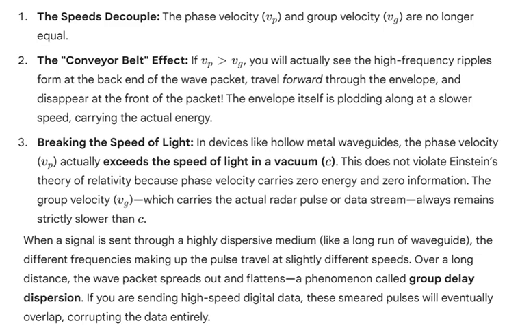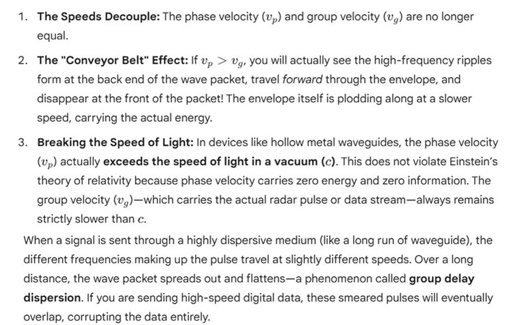Breaking the speed of light. In devices like hollow metal waveguides, the phase velocity, Vp, actually exceeds the speed of light in a vacuum, c. This does not violate Einstein's theory of relativity because phase velocity carries 0 energy and 0 information. The group velocity, Vg, which carries the actual radar pulse or data stream, always remains strictly slower than c.